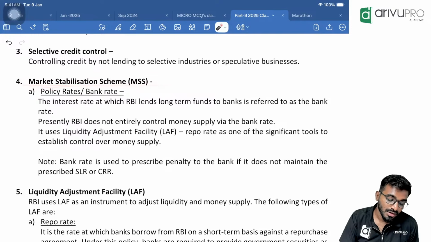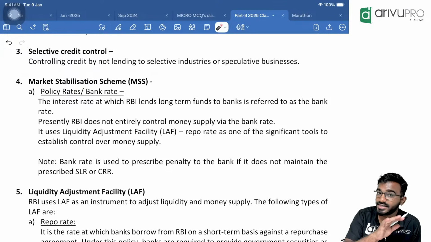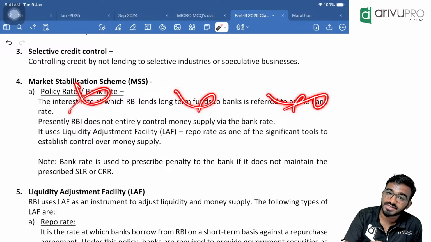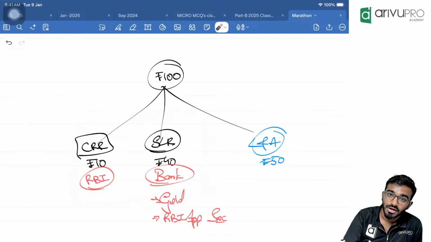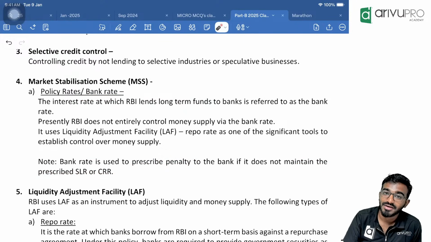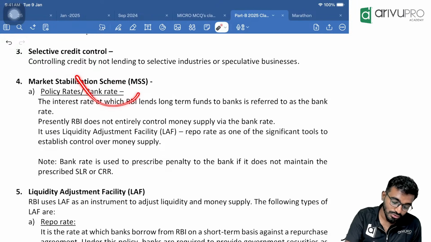Next comes market stabilization scheme. See, earlier we had this concept of market stabilization, but presently we don't have it. The concept name is called bank rate. Earlier commercial banks could borrow long-term loans from the RBI. Now this facility is scrapped. It is no more existing. Now if at all you don't maintain the proper CRR and SLR proportion, for levying a penalty we use this bank rate. This bank rate is now called the penalty rate, the prescribed penalty for not maintaining proper CRR and SLR. Earlier, to borrow long-term funds from the RBI, commercial banks used to get that through the bank rate. But now it is no more existing.